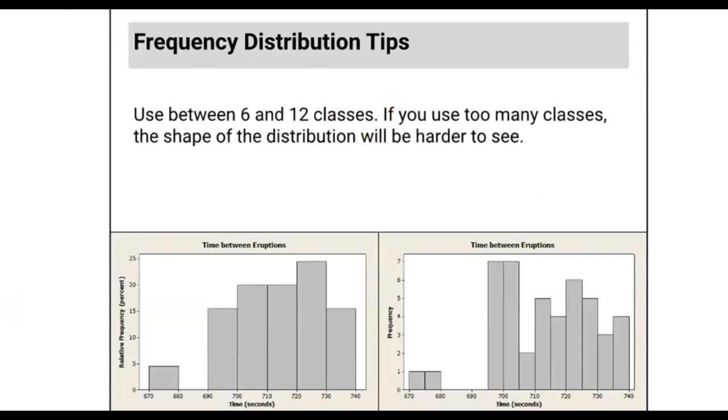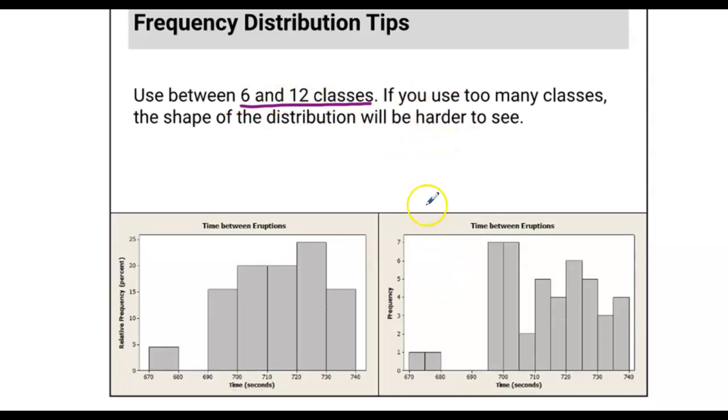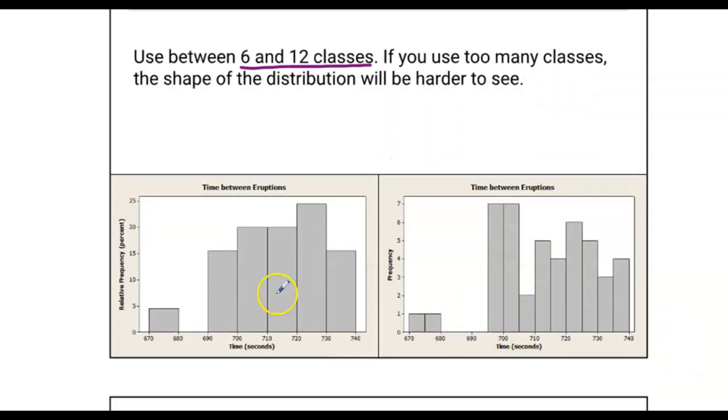All right. Here are some tips for frequency distributions that you need to know. One of the best tips that I can give you is that you should use between 6 and 12 classes. Usually somewhere right in the middle there, maybe 8 or 9 classes is the sweet spot. Because if you use too many classes, it's going to be hard to see the shape, right? Here's an example. 1, 2, 3, 4, 5, 6, 7 different classes. This has no values in it, but we can still see the pattern here. It kind of goes up and down.